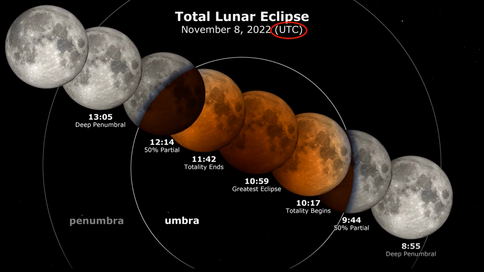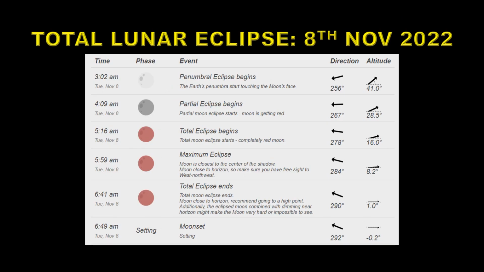So I'm in the Washington DC area, which is generally 5 hours different from universal time. The penumbral eclipse begins at 3:02 in the morning. The partial eclipse begins at 4:09. The total eclipse begins at 5:16. The maximum eclipse occurs at 5:59, and the total eclipse ends at 6:41. And as you can see, sunrise is just shortly thereafter. So this eclipse is going to occur as the moon sets.